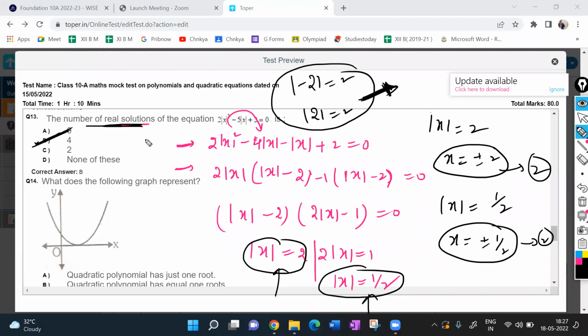Understood my point? He's asking the number of real solutions. Yes, plus 2 is also a real solution. Minus 2 is also a real solution. Plus 1 by 2 is also a real solution. Minus 1 by 2 is also a real solution. So that is the reason I got 4. All right. Option B is correct. Let me go for the next question. Shall I clear this? Yes.